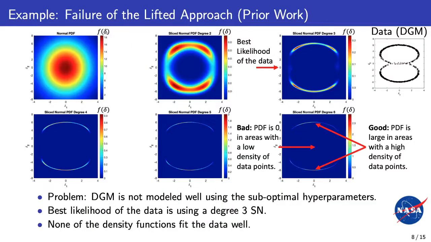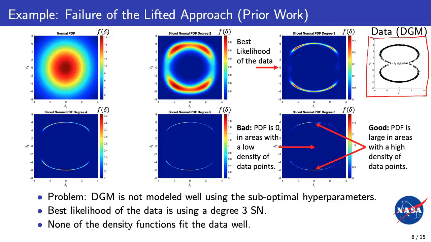However, this method does not always work. For example, consider the data that forms a figure 8 type shape in the upper right-hand corner. Using this prior method, if we fit mu star and p star in the lifted space, we find that the best likelihood of the data occurs with the degree 3 sliced normal. This is unexpected since higher degree sliced normals have a larger number of hyperparameters, and thus we would expect a better fit to be possible in the higher degree sliced normals.